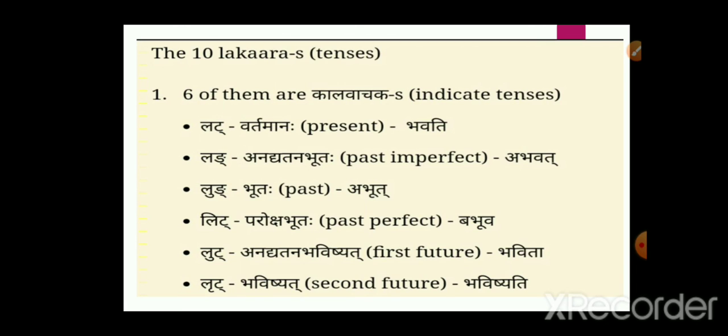And the example of this paroksha bhutaha is babhuva. Babhuva. It is an example. And the fifth lakara is lut lakara. Lut lakara means it's a first future tense. In Sanskrit it is called as anadhyatana bhavishyat. Anadhyatana bhavishyat. The example of this first future tense is bhavita.